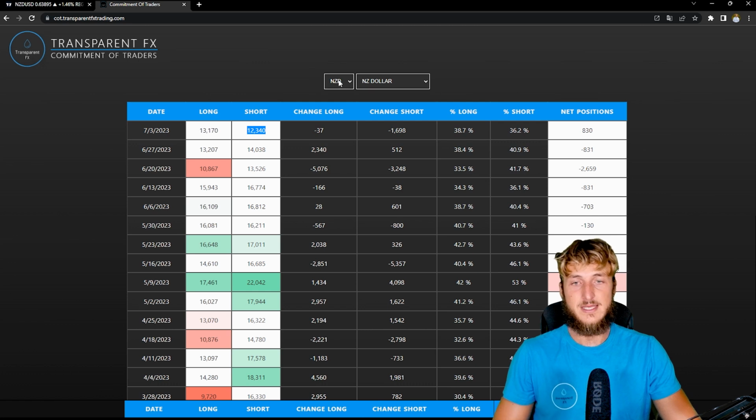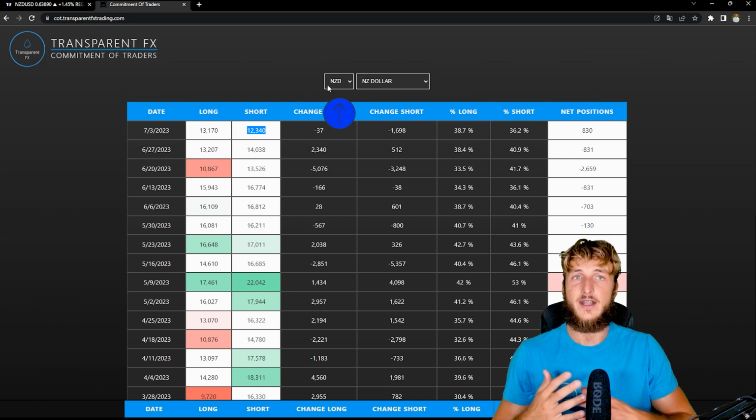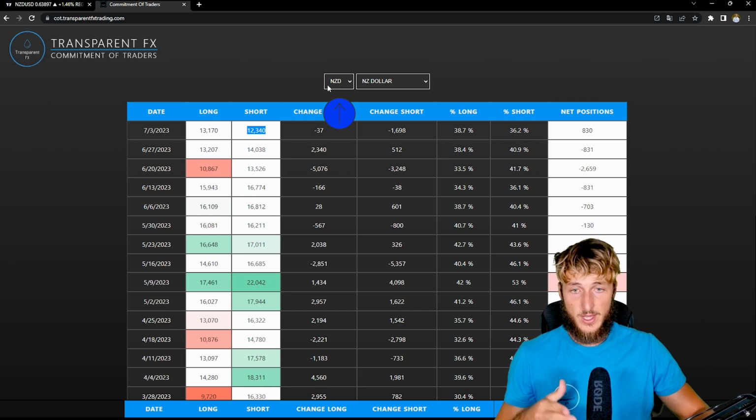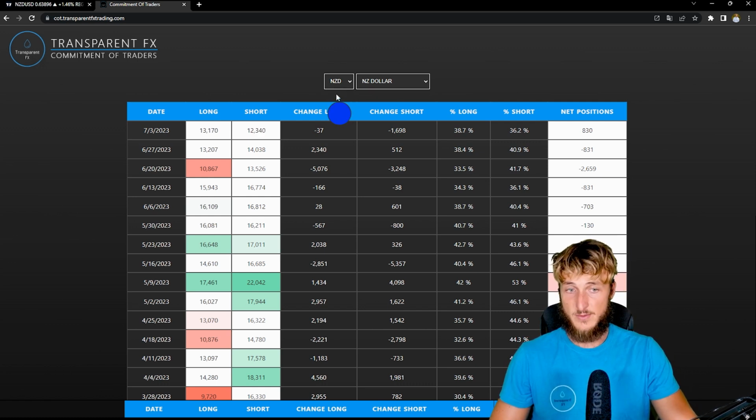Now, why do I say NZDUSD and why are institutions actually longing NZDUSD? Because keep in mind that all currencies on the spot are traded against the USD. So if you're checking the data for the NZD, this is already NZDUSD. So clearly, institutions are shifting to the bullish side, therefore adding longs.